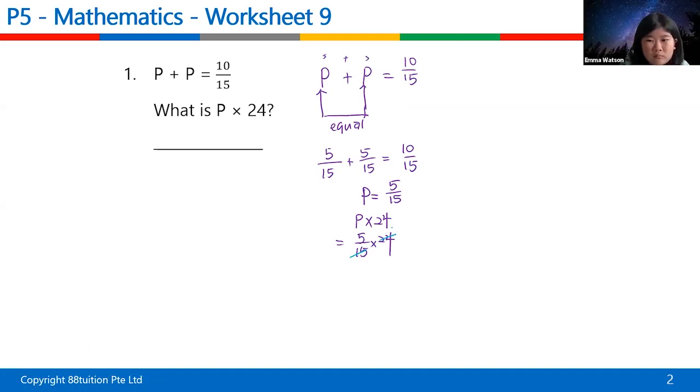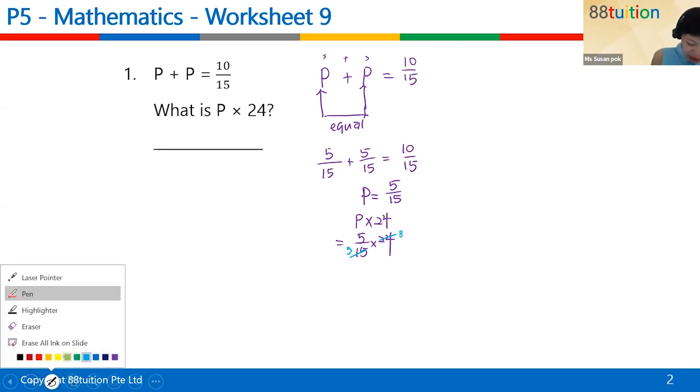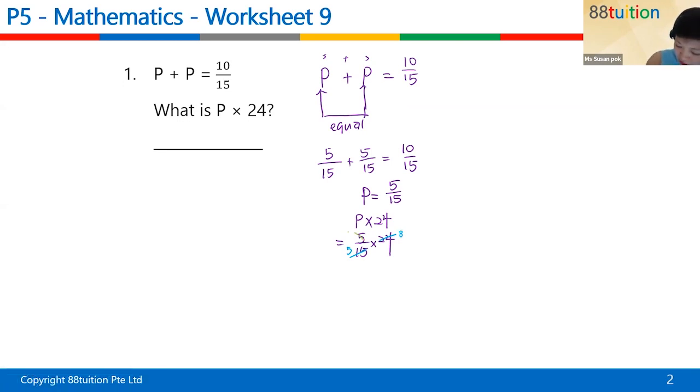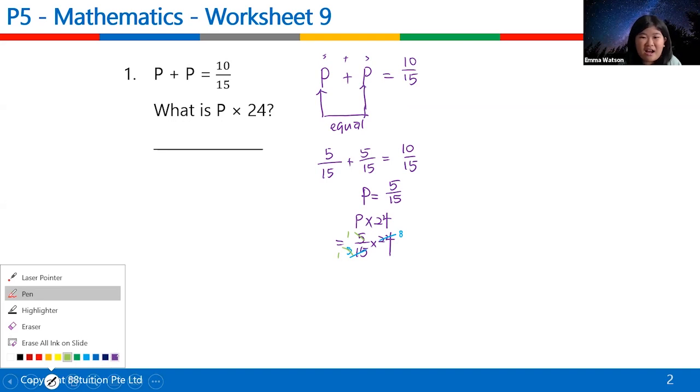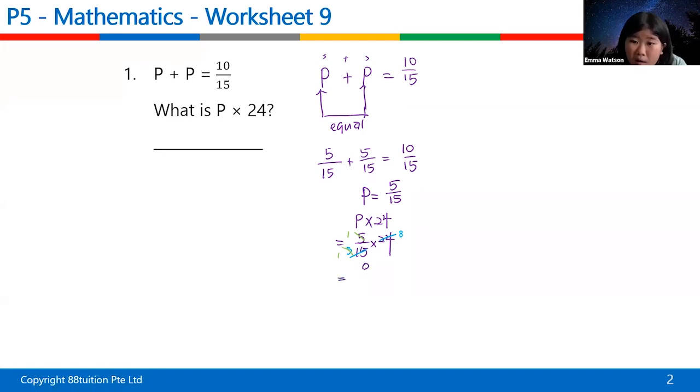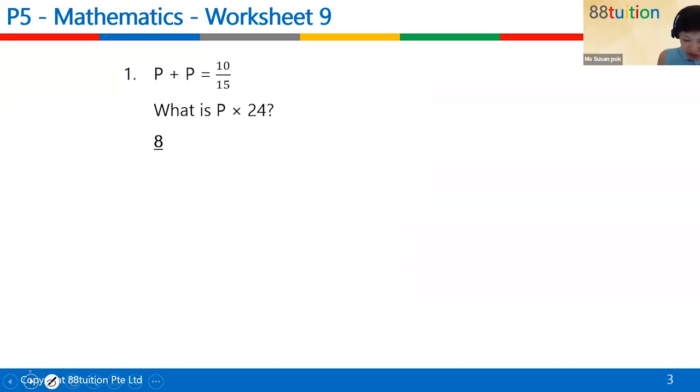To the simplest form, how? They have a common factor of 3. So 15 divided by 3 is 5, and 24 divided by 3 is 8. Having done that, you still have to simplify into the simplest form. 5 over 5 is 1. So technically, what is your answer now? 8. Do you get 8 for this? Yeah, very good. Okay, so I go to the next question.